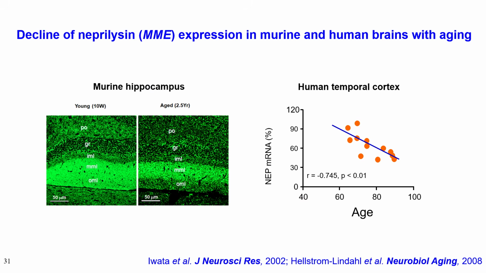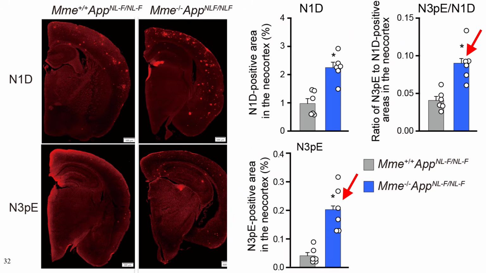Consistently, neprilysin expression declines with aging in the murine hippocampus and human temporal cortex. We then examined the effect of neprilysin deficiency on Aβ deposition in the APP knock-in mice and found that this increases the relative amount of Aβ3PE.